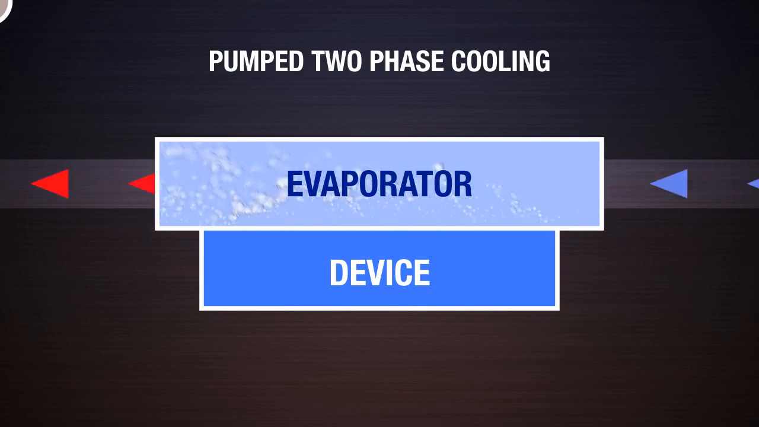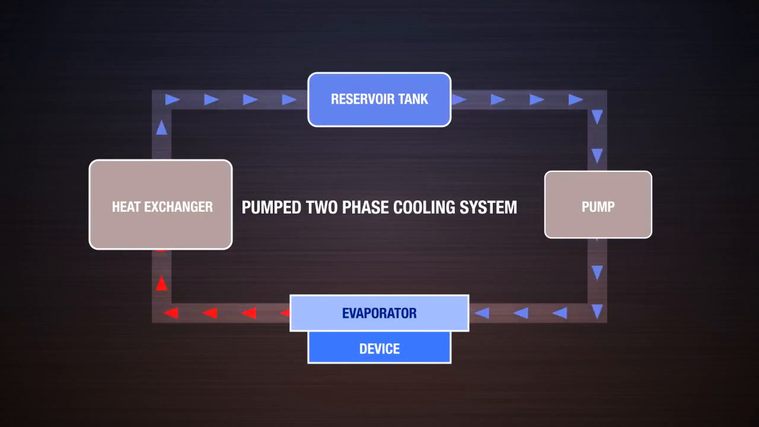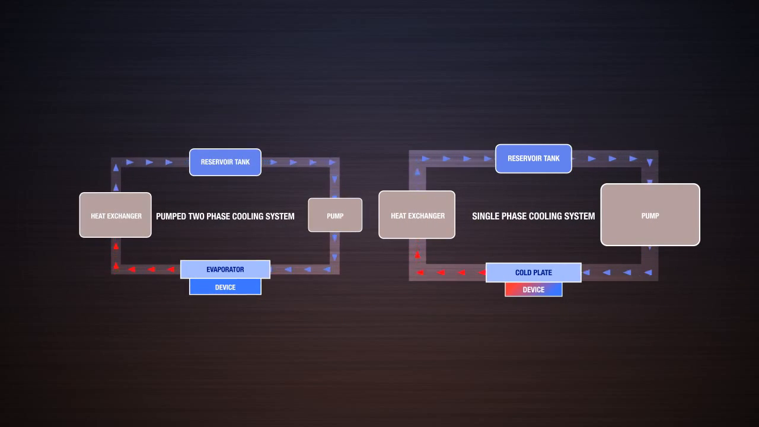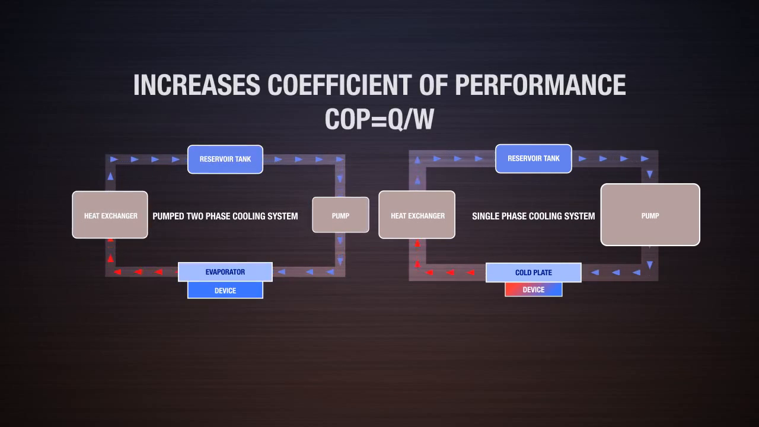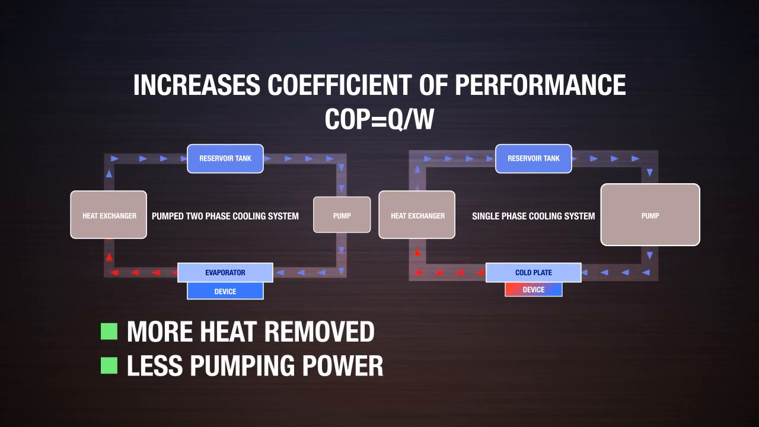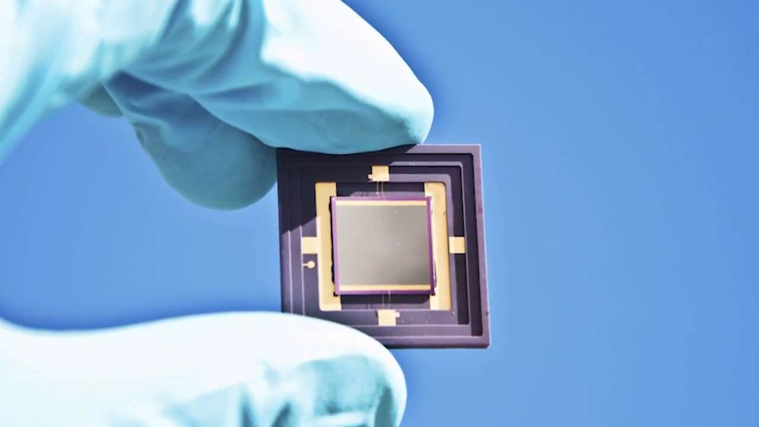This near isothermal performance is important for many applications, such as laser devices, which have wavelength emission sensitivity. Another key advantage of pumped two-phase or evaporative systems is they do not require high coolant flow rates. As a result, smaller pumps requiring less power and weight can be used to remove higher amounts of heat, in effect, increasing the coefficient of performance, or COP, of the cooling system. This means more heat can be removed over a given surface with less pumping power. This is important for applications that must be compact and operate with minimal power.